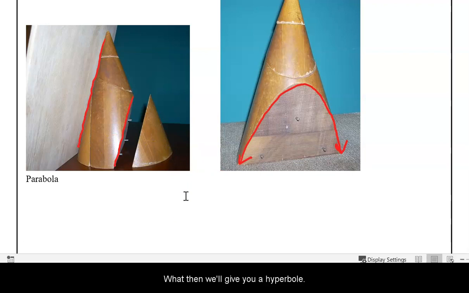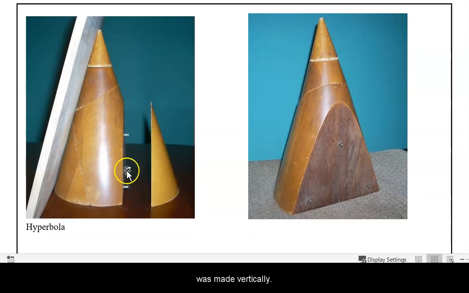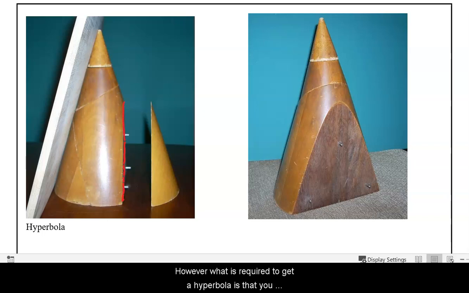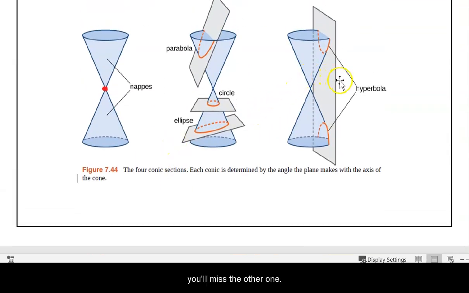What then will give you a hyperbola? In this picture of a hyperbola, you'll see that the cut here was made vertically. It's not required that it be vertical. However, what is required to get a hyperbola is that you have to cut at an angle steeper than the line that produced the cone. If you don't make it steeper than this, then you won't be able to cut through both naps of the cone because you'll miss the other one.